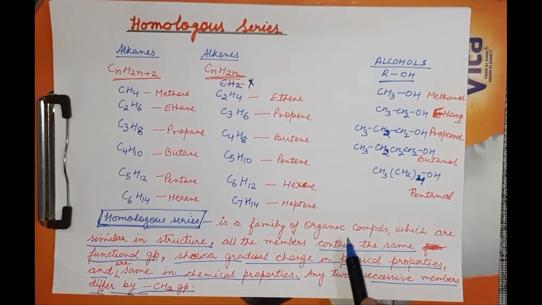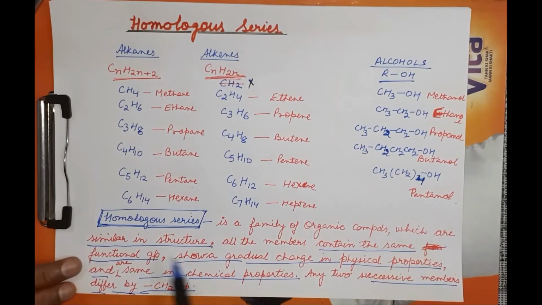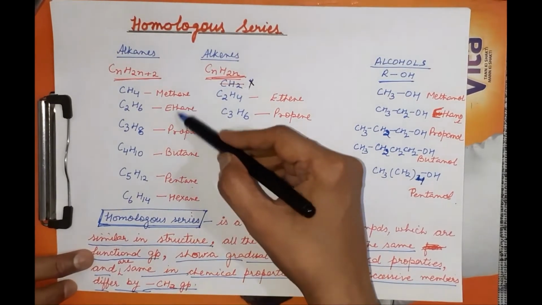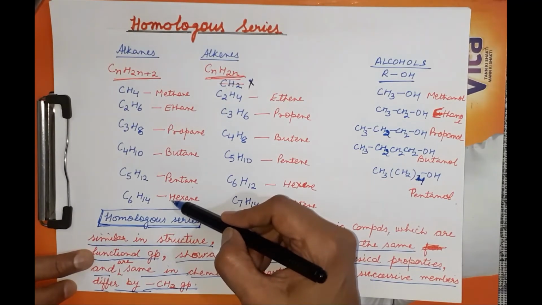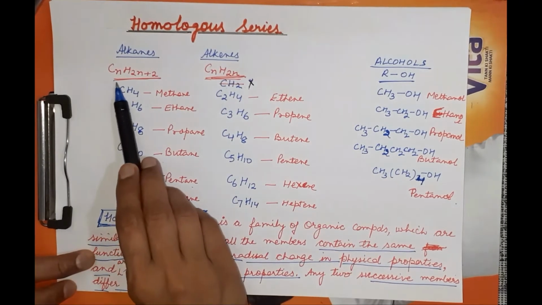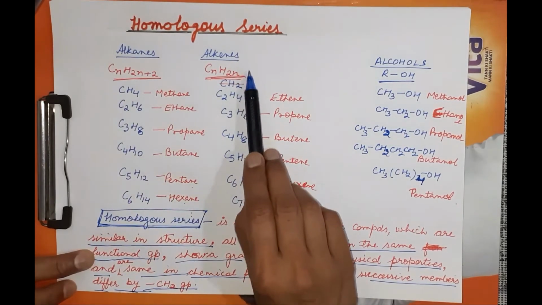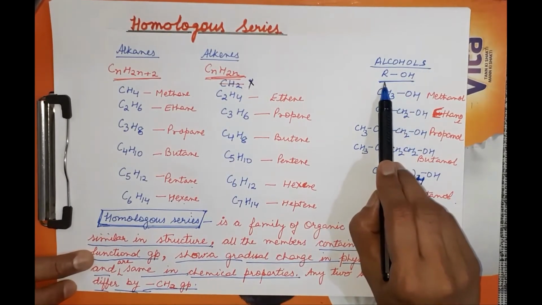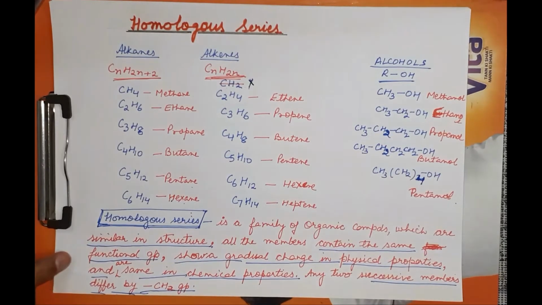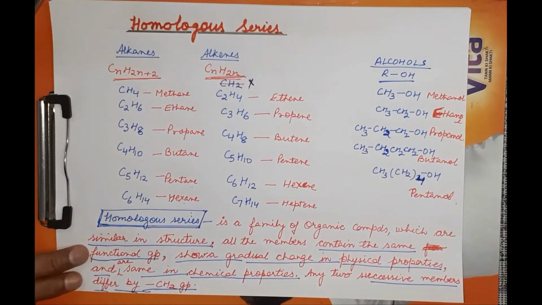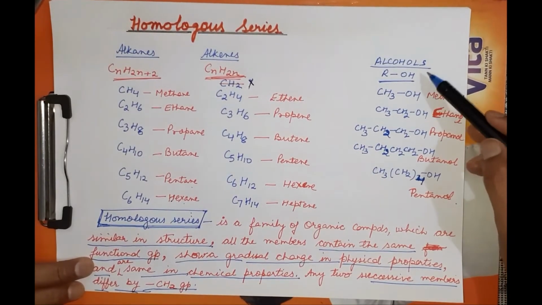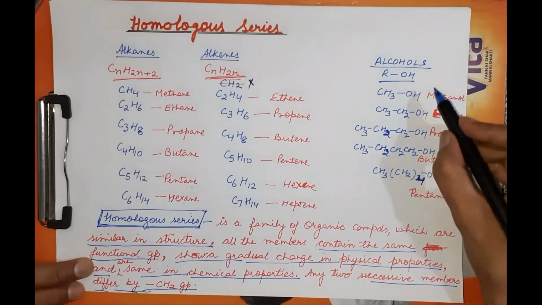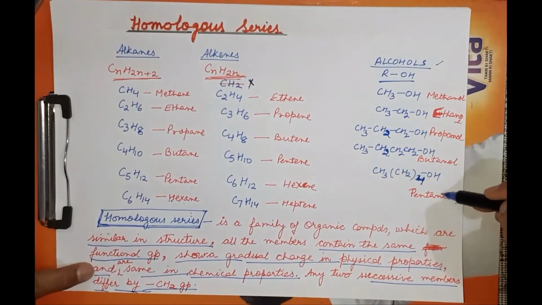A homologous series is a family of organic compounds which are similar in structure. Here we have seen all of them in the alkane series are similar in structure with the general formula CnH2n+2. Same here in the alkene series, CnH2n is the general formula, and in the alcohol series, ROH is the general formula. So all the members in a particular homologous series have the same general formula and the same structure, and in the case of functional group, like in alcohols, they all have the same functional group.